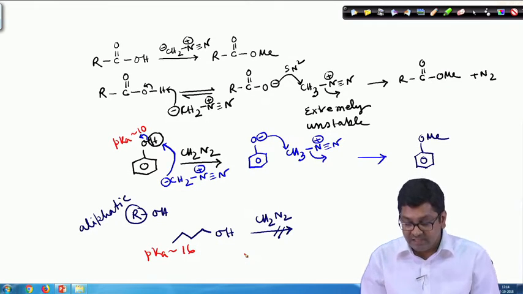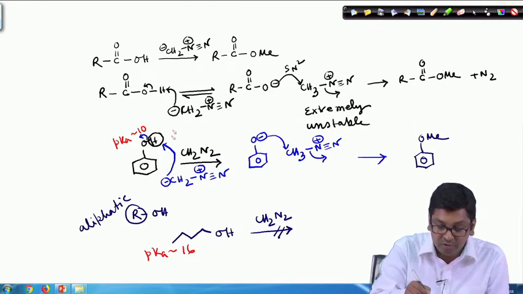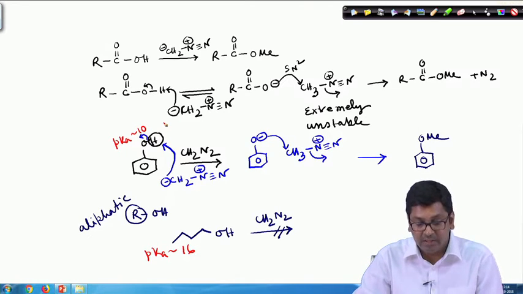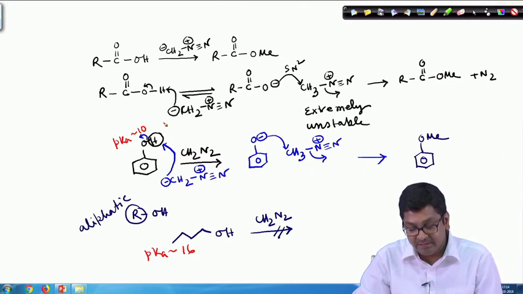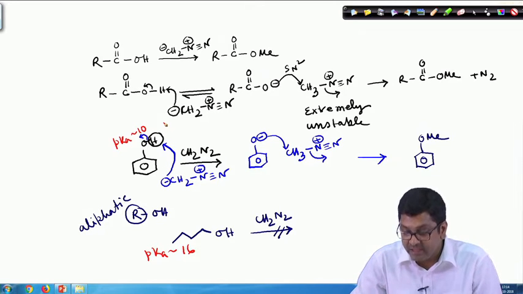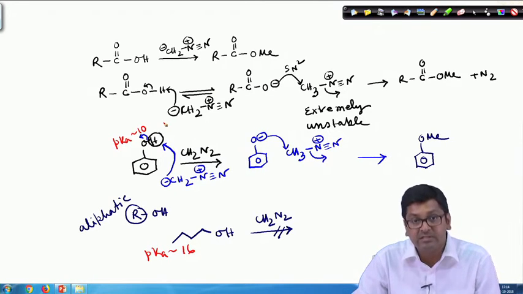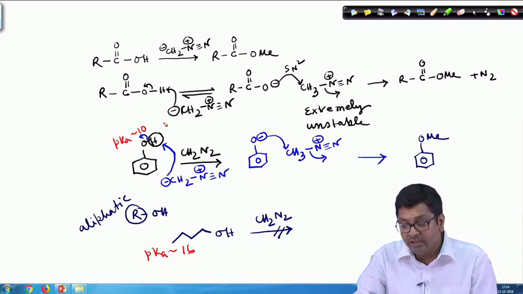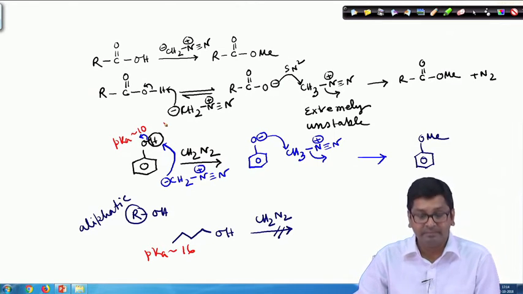Okay? So, what is the basic fundamental criterion here? That this corresponding hydrogen has to be acidic, so that it can be picked up by this diazomethane and give this extremely unstable diazonium cation, so that the corresponding anion, in case of carboxylic acid the carboxylate anion, in case of phenol the phenolate anion, can react with this extremely unstable diazonium species to give its corresponding methyl ester or methyl ether. Okay.